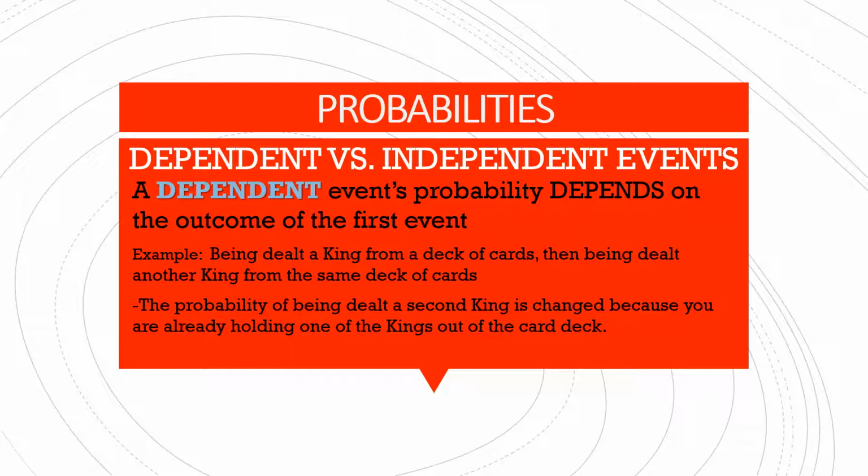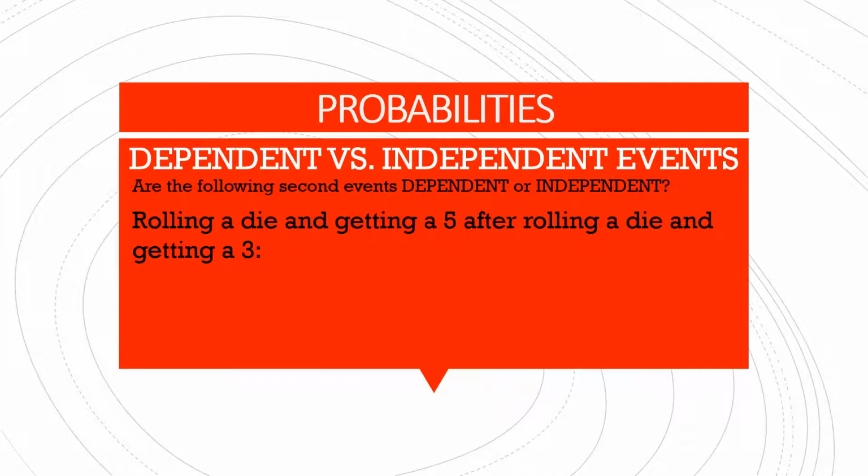Why is that? Because the first time around you had a fresh deck of cards, 52 cards, and you were dealt a king. So now you're holding a king in your hand. When the dealer deals you another card from that deck, there's one less card in the deck, which affects the probability, and there's one less king in the deck, which affects the probability. You'll see this a lot more clearly once we work through some examples.